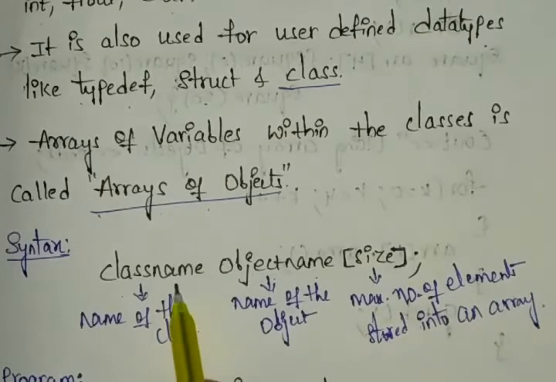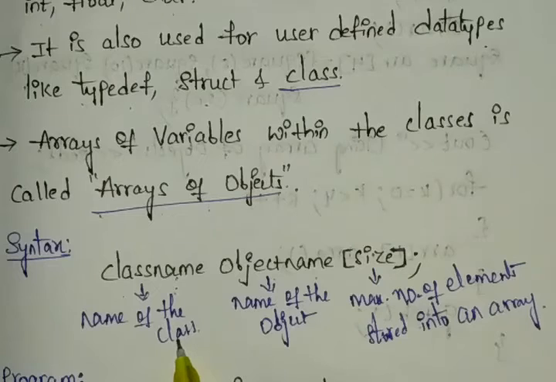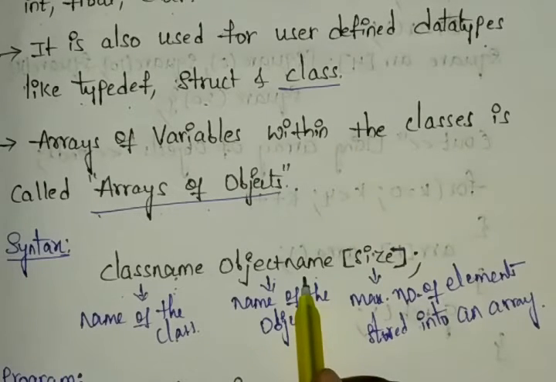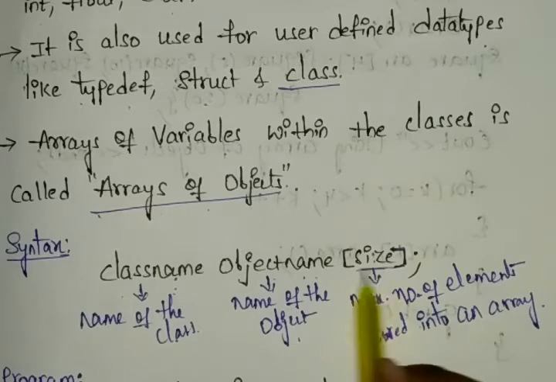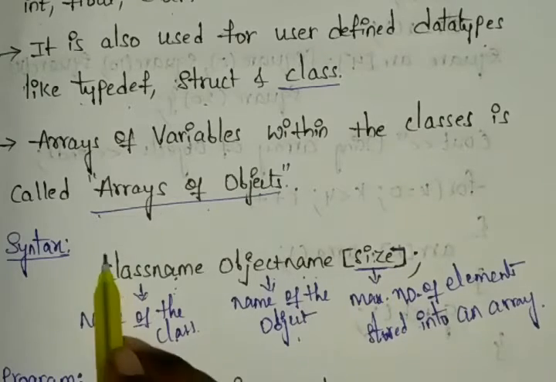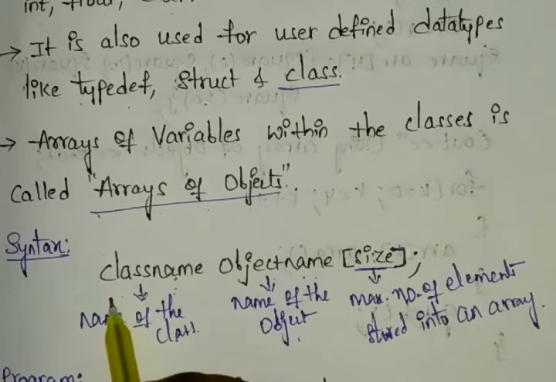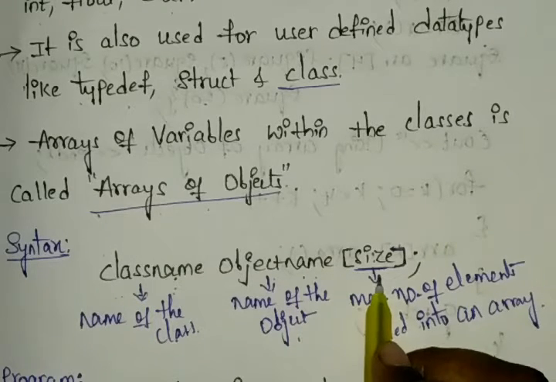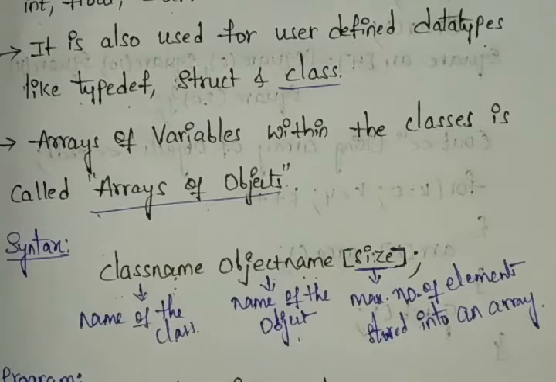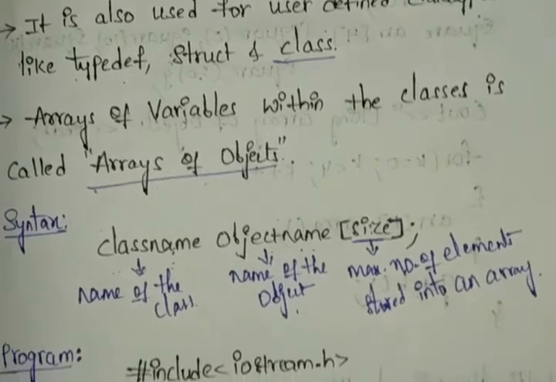Here the class name is our class, whatever we declare, and the object name is similar to that, and the size depends on the array. So we can call by using this syntax, where objects are created in the array format. Okay, let's see one program for this.